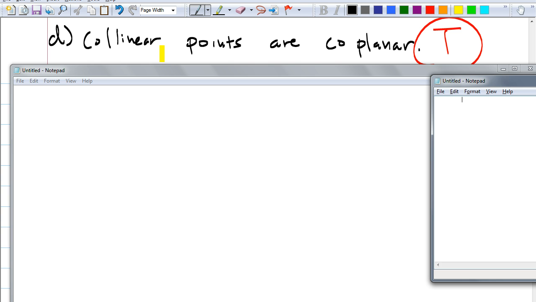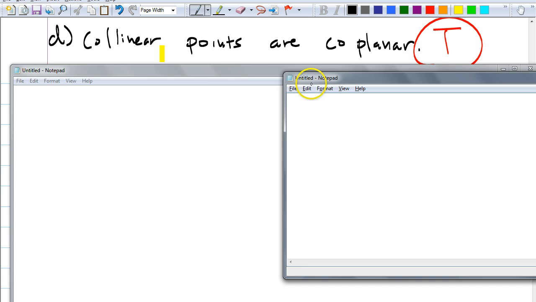Imagine that this is a line. There are a bunch of points, right? These are coplanar. And if this is a plane, how many planes could go through it? It could be at any angle you want, right? Infinitely many. So guess what? Collinear points are always going to be coplanar. Does that make sense? Questions? Yes? No? Okay.